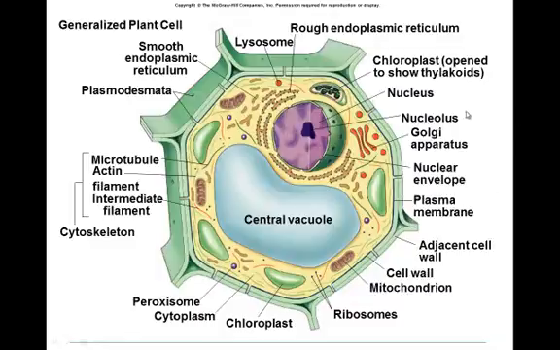So this gives us an introduction to some of the major types of cells, eukaryotic cells and prokaryotic cells. And then among eukaryotes, we looked at plant and animal cells. And that will end this module.